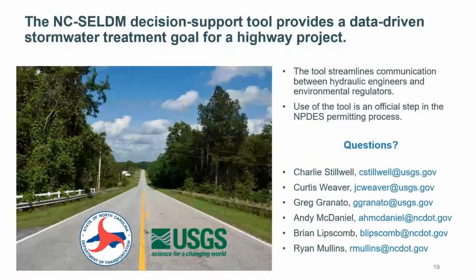So the decision support tool has been in use for probably not quite a year, but pretty close. And from what we've heard from our contacts at North Carolina Department of Transportation, they're listed below, these bottom three, we've heard a lot of positive feedback. The tool's been easy to use. The regulator, since they worked with us on the project, they know what to expect. And it has really streamlined that communication between the hydraulic engineers and the regulators, which has been very successful. And this tool is now an official step in the workflow of the NPDES permitting process.